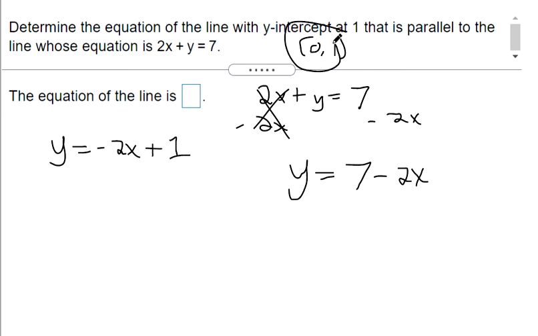Okay, so it turns out we don't need to really use this point. You could do that if you want. You could plug in 0 for x, 1 for y, and then solve for b, but it's just quicker to say, hey, this is the slope, and the number hanging out by itself, that's the y-intercept.